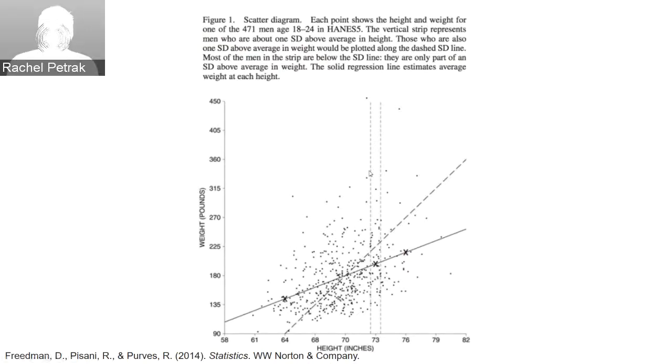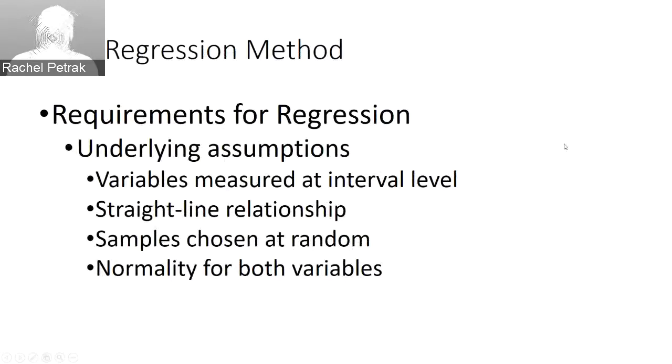And predicting an outcome based on a predictor variable, this is a very common application of regression, essentially the primary reason to use regression. Before we break down the regression method, let's just take a final look at the requirements for regression.